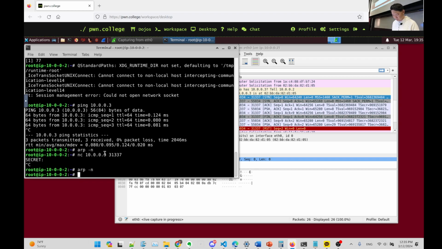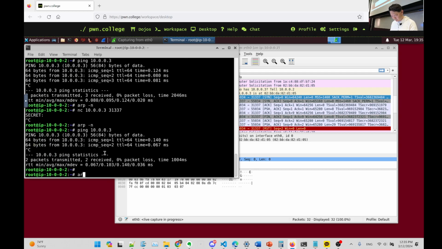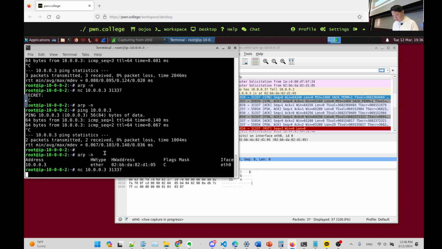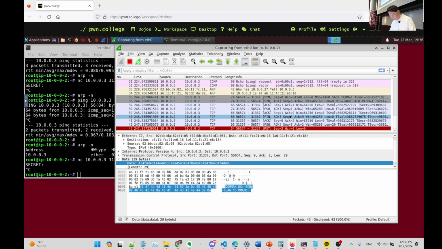So ARP, and yeah, there's no entry. So let's make 10.0.0.3. So it has an ARP cache. So in this situation, at this moment, try to connect to 10.0.0.3 and make the three-way handshake. Okay.